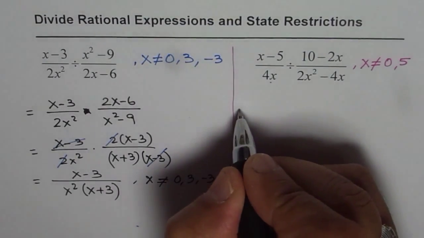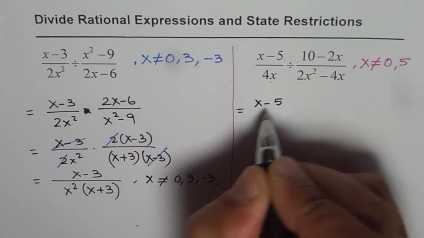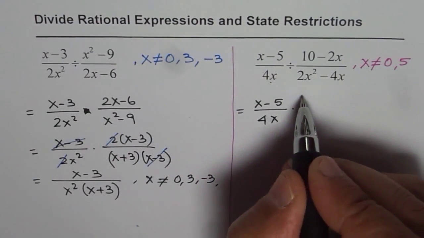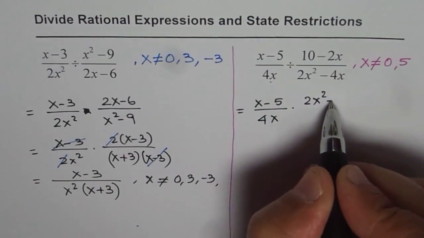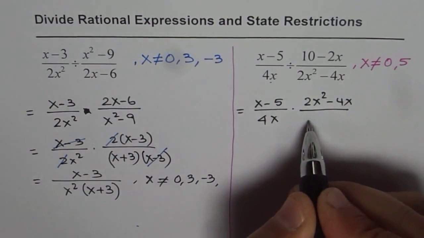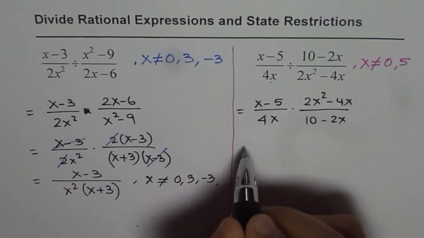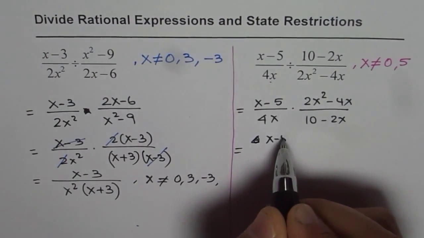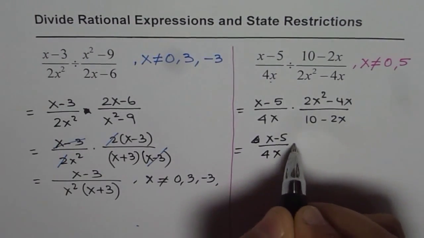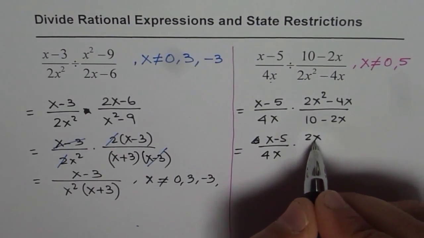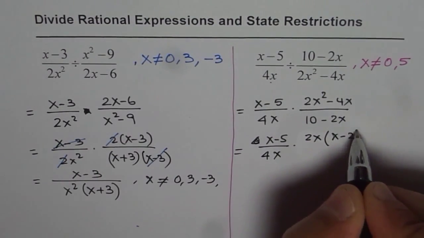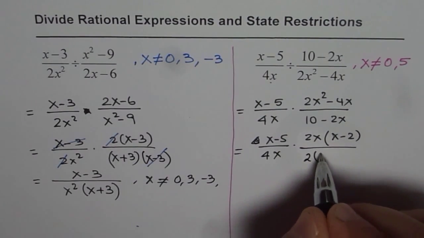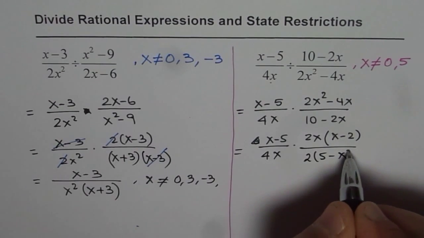Okay, so we can write this as (x minus 5) divided by 4x times, I'll flip it. So once I flip it, I get (2x squared minus 4x) divided by (10 minus 2x). Now let me factor and then write down. Okay, so this is (x minus 5) divided by 4x times 2x is common. So we take 2x common, left with x minus 2. In the denominator, we can take 2 common, so we have 5 minus x, correct.